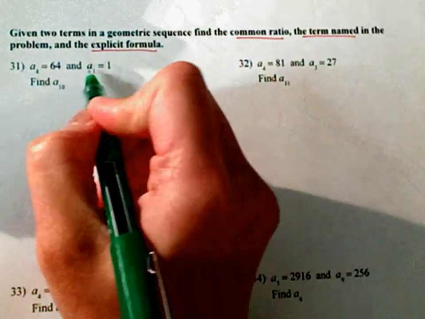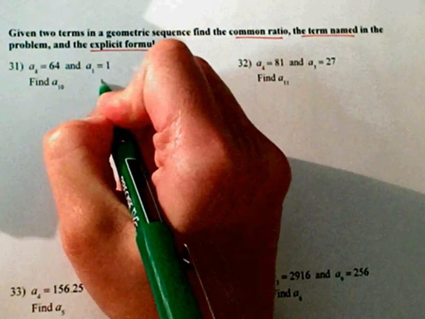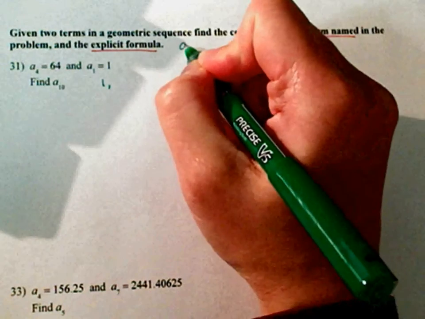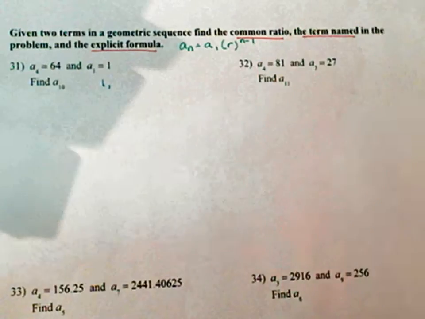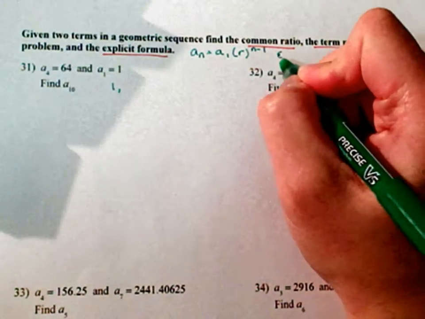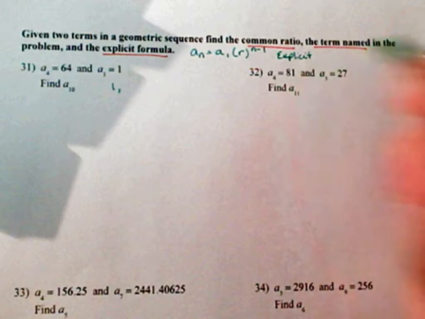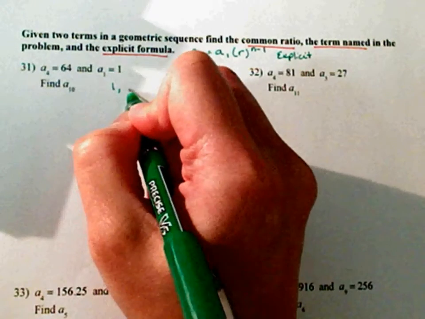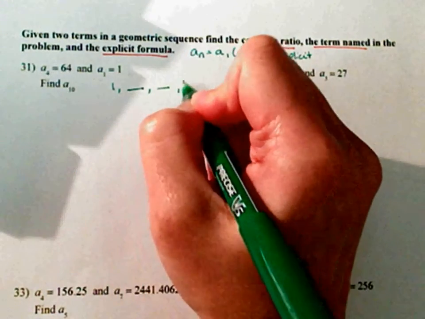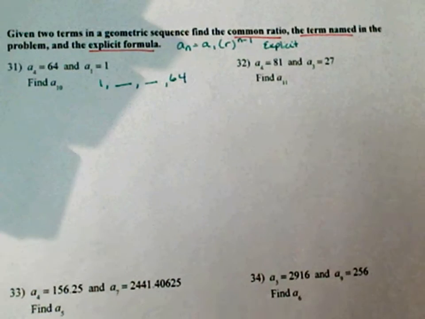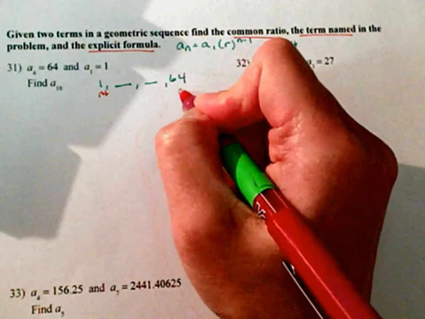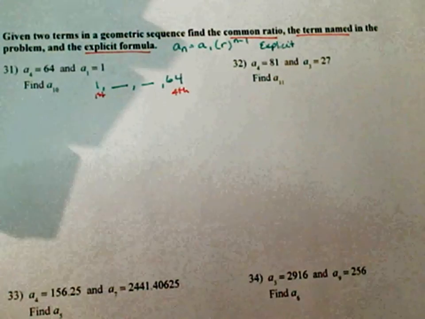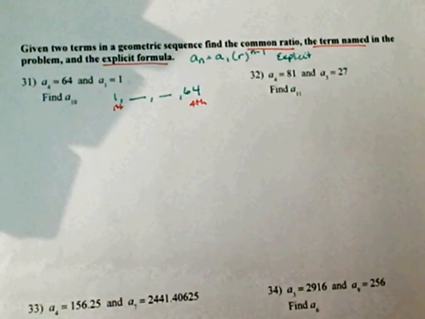First of all, they give you your first term, and that first term is a1. By the way, the formula is a_n is equal to a_1 times your ratio to the n minus 1. Make sure you know your explicit formula, okay? So your first term is 1, you don't know your second, you don't know your third, and your fourth is 64. This is your first term, and this is your fourth term, okay? So let's use our formula to try to help us find our ratio.